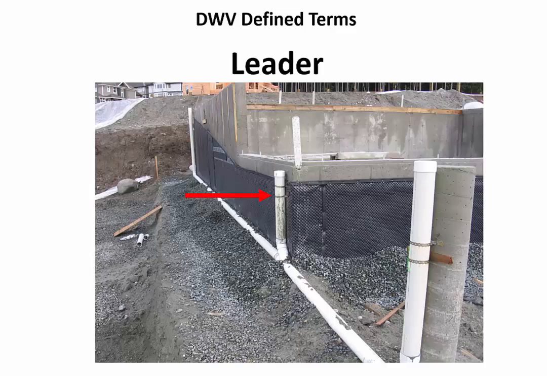A leader is installed to conduct storm water from a roof to a storm building drain or storm building sewer. They are located either inside or outside a building. They are minimum 2 inch and sized from Table 24.10.11 and in accordance with Article 24.10.4. Note that when leaders are installed inside buildings, protection from condensation may be required as per Article 2356.